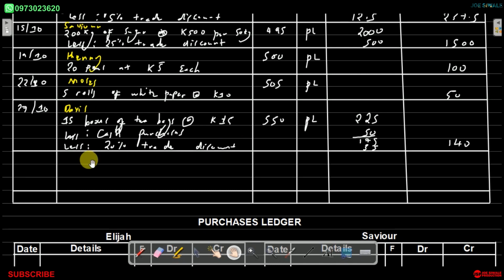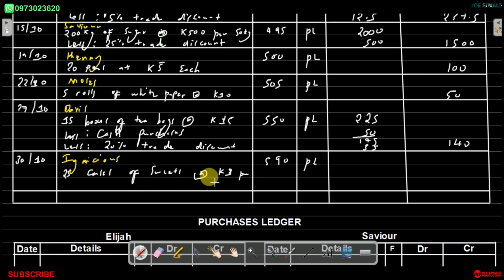So let us do that. The first thing that we're going to do is to write down the date. Our date there, we know that's on the 30th of October, and we're supposed to write down the name of the supplier. The supplier is Ignatius. In the description, we're going to say 25 cases of sweets at 8 kwacha per case. So we know that our invoice number, that's 590. So we're going to say our PL there.